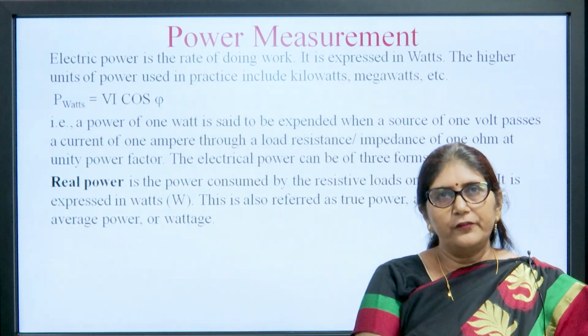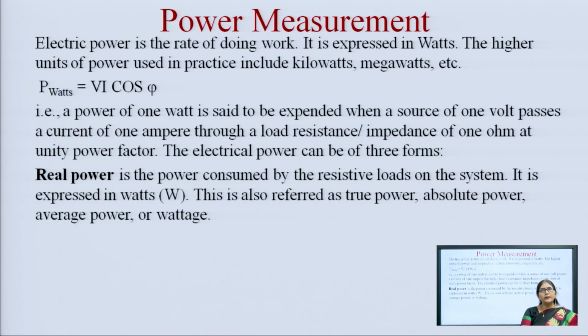So, the power measurement: what is electrical power? Electrical power is the rate of doing work and it is expressed in watt. When the power is more, we can express it in kilowatt and megawatt. So, power P watt is equal to VI cos phi, where phi is the angle between the voltage and current. That is, a power of 1 watt is said to be expended when a source of 1 volt passes a current of 1 ampere through a load resistance or impedance of 1 ohm at unity power factor.